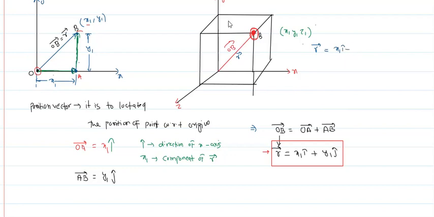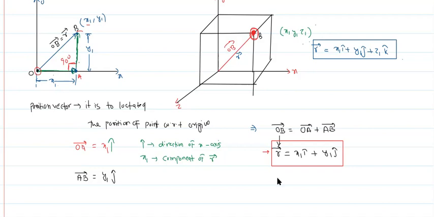Okay, x1 i cap plus y1 j cap plus z1 k cap. So this is your r vector in space. Now tell me, what is the length of this r vector? If this angle is 90 degrees, think. See, this is the base, this is the height. So base square plus height square equals hypotenuse square.